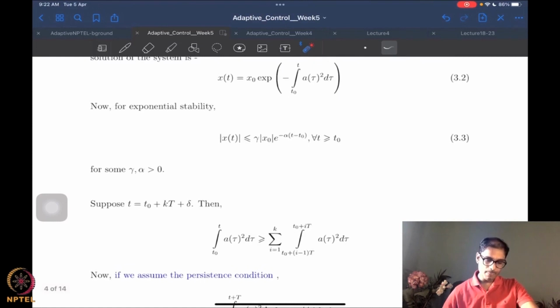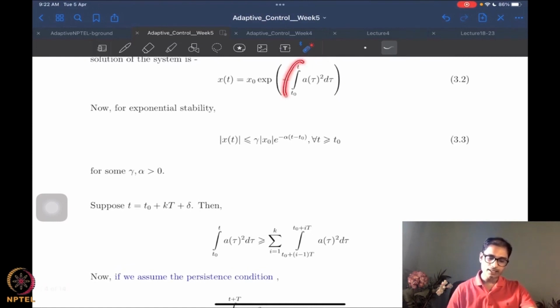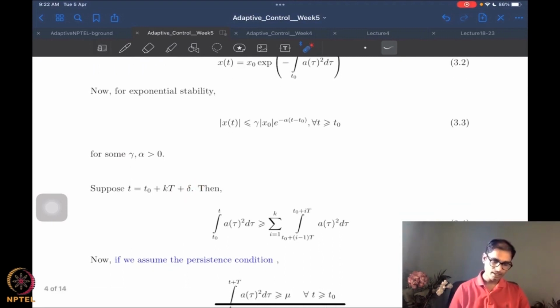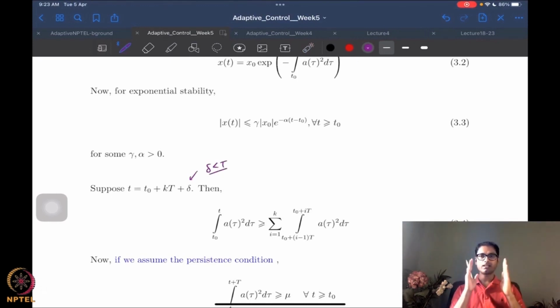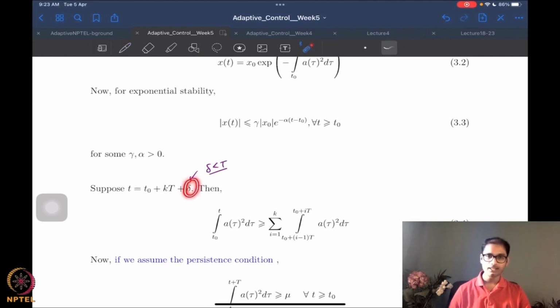Now, what we do is we break this integral into these windows of time capital T, because we know that A is persistent over these windows of time capital T. So we will try to break this time window t0 to t into windows of time capital T. But I can take only so many windows and then I will be left with some delta which is less than T. So I can break the overall time from t0 to t into k windows of capital T, and then I'll be left with some small remainder, and that is basically this delta.